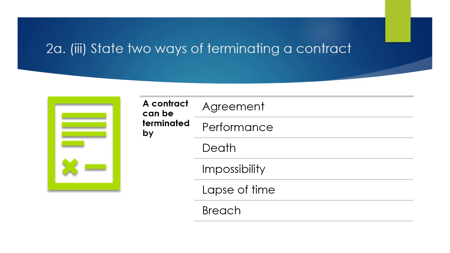Then we have a breach of contract. This means that one of the parties did not complete their part of the contract, or they did not complete their obligations within the contract. So that is breached. So these are ways of terminating a contract. So I listed 6 here, so you could take 2 from these, trying to remember at least 2 from these, okay?